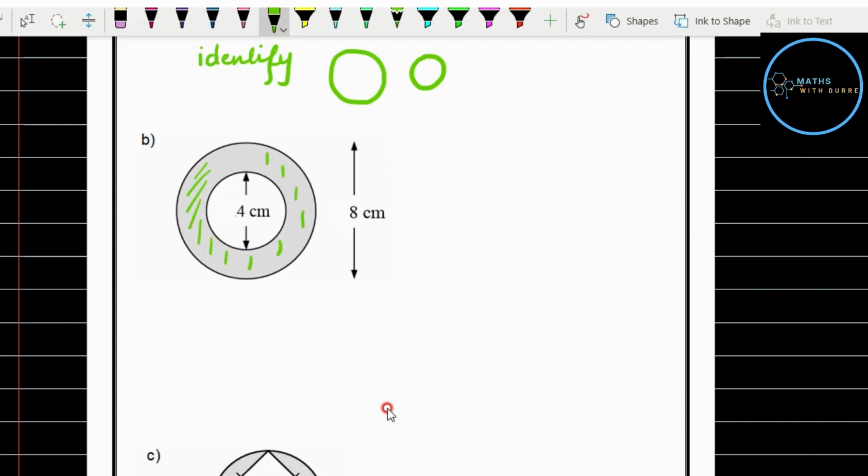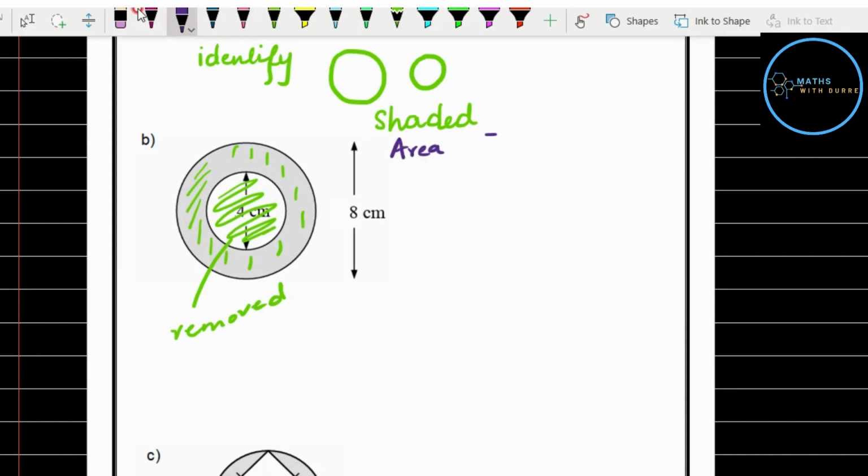So basically this small portion is removed from the larger one, right? So what is your plan? Your plan says shaded area you can calculate. Shaded area is equals to area of a bigger circle minus area of a small circle. Got it? So what will I do? I will just solve the areas separately and get the answer.